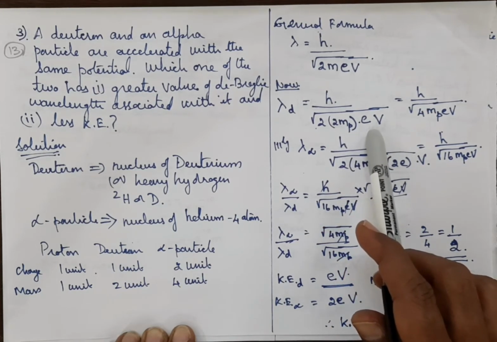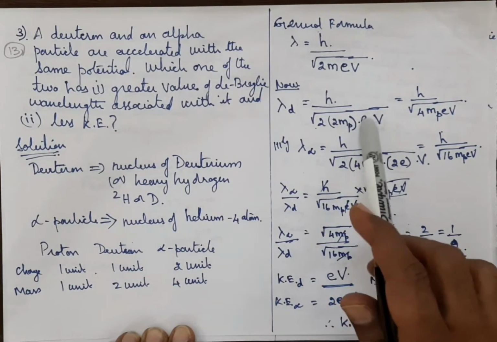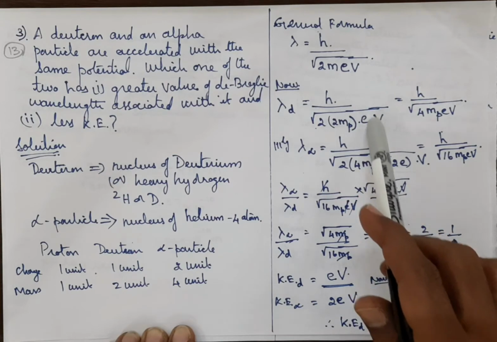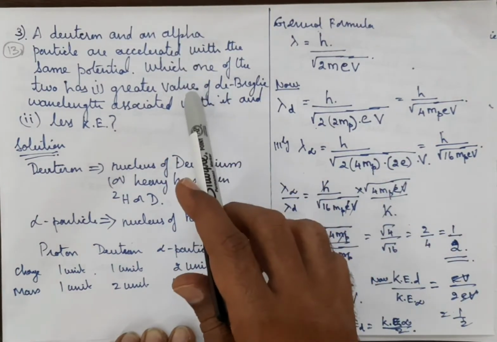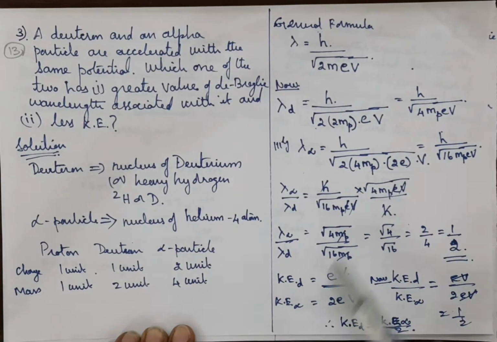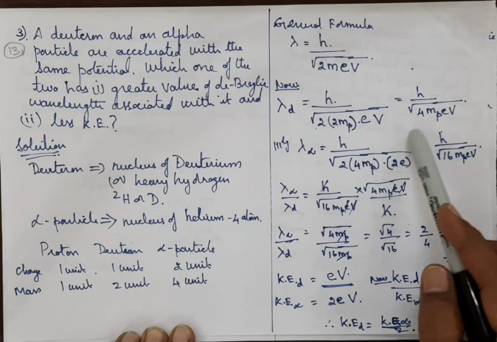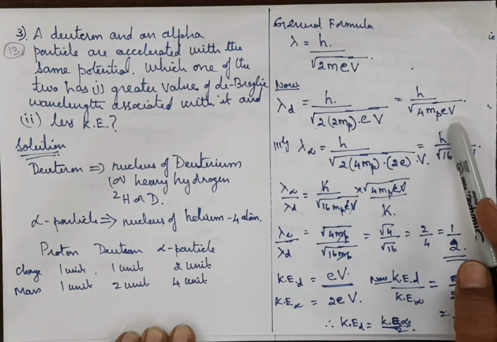Now I have to compare the charge. Charge is only 1 unit, so I take the charge of the proton itself, 1 unit, into capital V. V is the same for both cases, as given in the problem. So when we simplify this, we get h by root of 2 into 2, which is 4 mp eV.